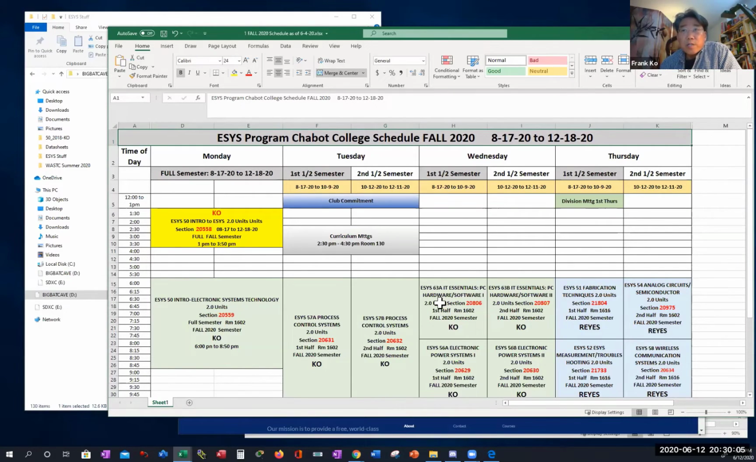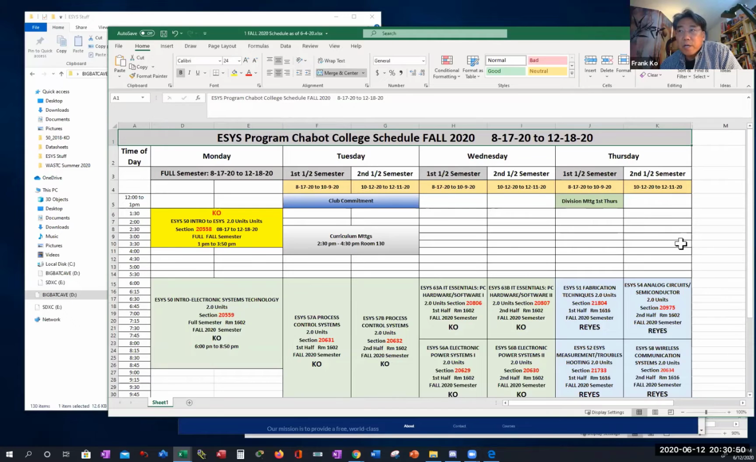We have 2 classes running concurrently. We have the IT Essentials. IT Essentials is computer hardware, computer software. That's taken in the first 8 weeks, and then the second 8 weeks, that's offered on one part of the building in 1600. The other course that's taught on Wednesday night is the 56A and B. These are power systems, and power systems is where you're going to learn about solar power, hydrogen fuel. You're going to learn about building your own power supply that you can use. It's a great semester project. So that's being taught the other part of Wednesday night.